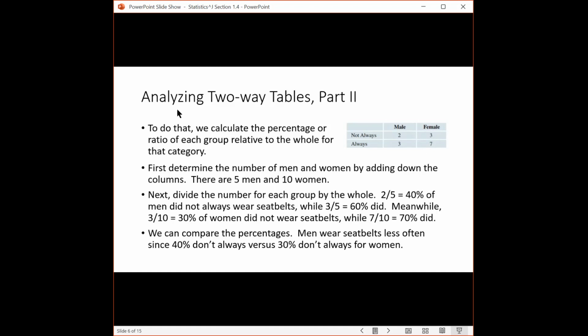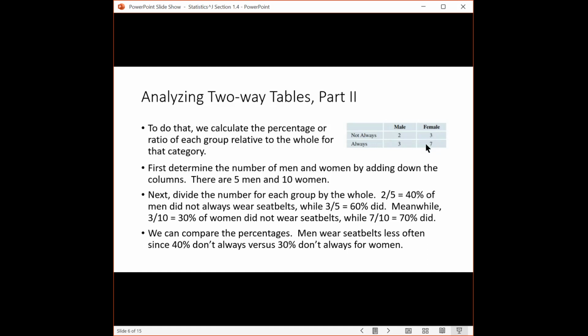To do the comparison, we need to convert these numbers into percentages. Once they're percentages or ratios, we can directly compare them and draw conclusions. To do that, you first need to figure out how many men there are and how many women there are. So we add 2 and 3, that gives us 5. And then we add 3 and 7, that gives us 10. So we've got 5 men, 10 women.